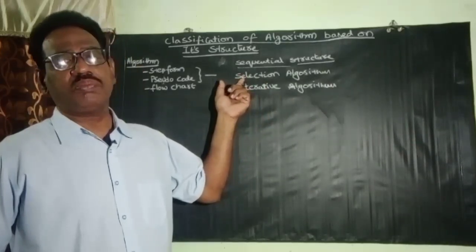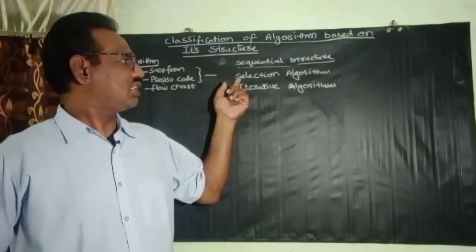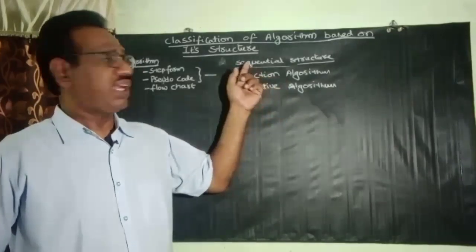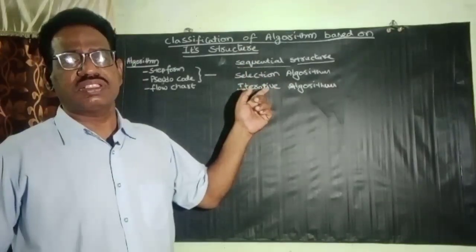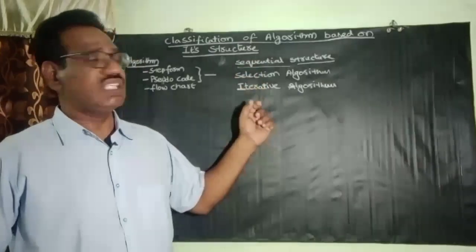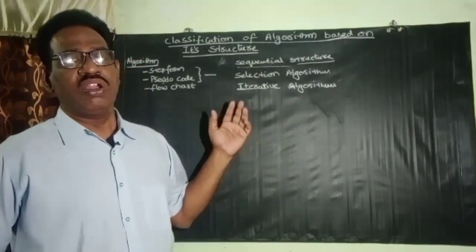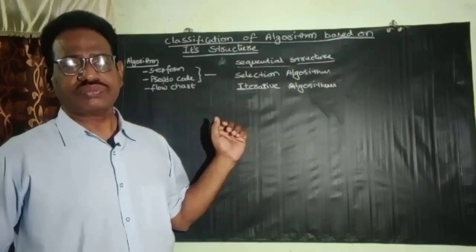If only one or some of the statements are executed based on a condition, that is called a selection algorithm. And if all the steps are executed sequentially, one after another, without leaving anything, that is called a sequential structure or sequential algorithm. We are going to discuss them one by one with a suitable example. So, the sequential structure.